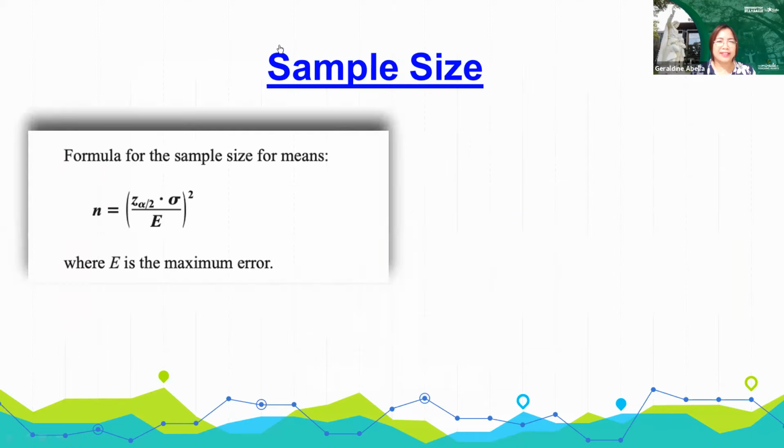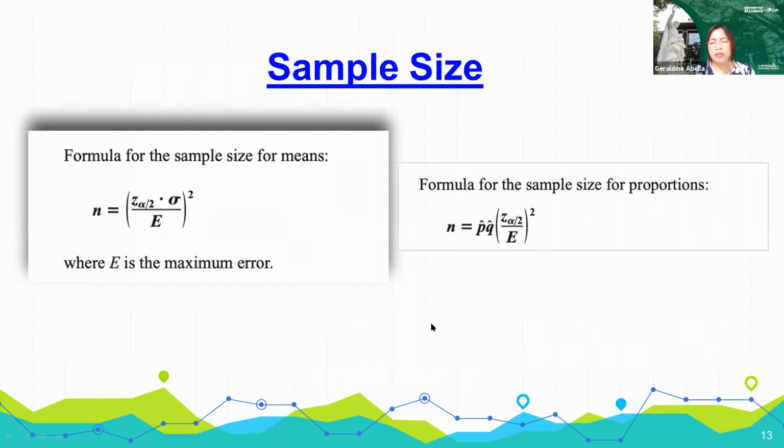Next, this one. There are several formulas for the sample size, but the formula that I will present is by Cochran, from which the famous, the controversial Slovin formula was derived. So this is the formula for Cochran.